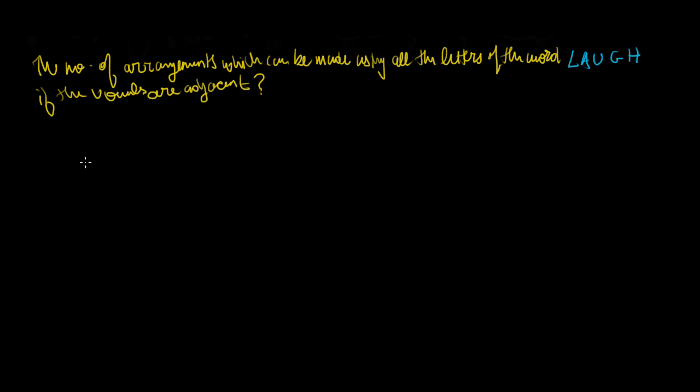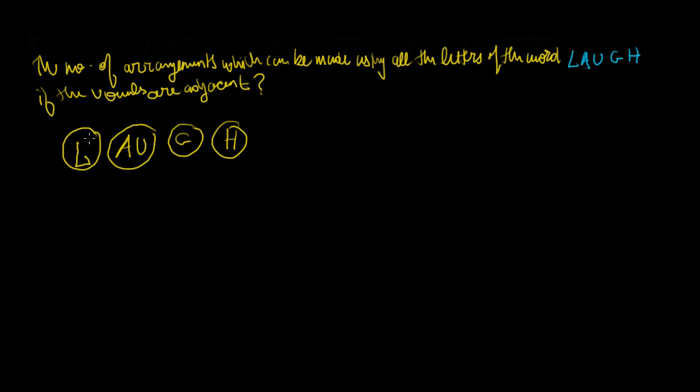So let's see this like this. I have a word, I have a letter L, I have a letter A, U, and together I'm considering them as one object, and you'll see why I'm doing that in a minute. So I have four objects: L, AU as one object, G and H.